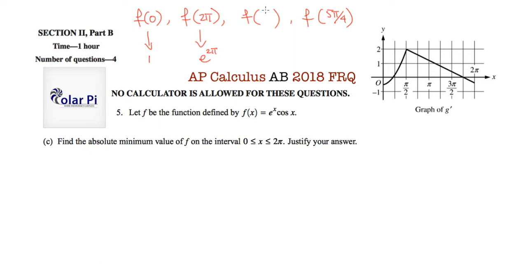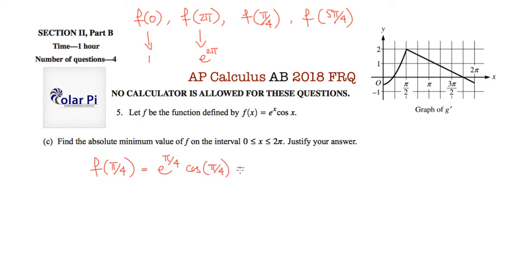But yeah, it's pi over 4 right here, right? That's what we wrote for when tan equals 1. We said pi over 4 and 5 pi over 4. So f of pi over 4 will be e to the pi over 4 times cosine of pi over 4.